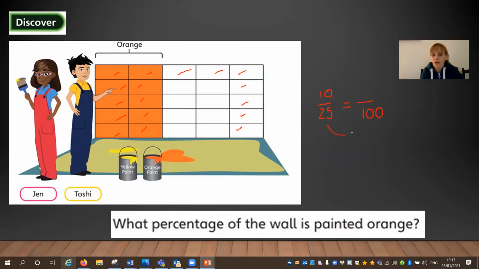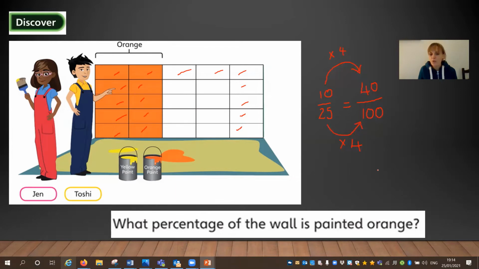So I use my knowledge here of converting fractions and think, right, what am I multiplying 25 by? How many groups of 25 are there in 100? Well, there are 4, aren't there? So I've got to times that by 4. And I've got to do the exact same then to the top. So I've got to times the top by 4. So that means that 10/25ths is the same as 40 hundredths.